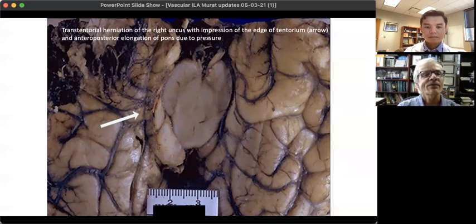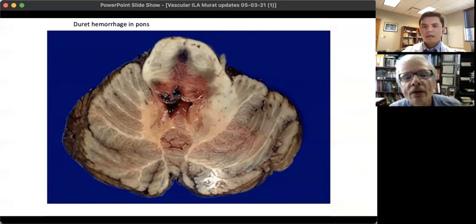But on the top left of the slide, you see that there are a lot of these blood clots, and actually the brain parenchyma is fragmented. And we look into the brain parenchyma where there was apparently a huge amount of hemorrhage, which likely resulted in all this. So these are, I believe, Duret hemorrhages in the pons.